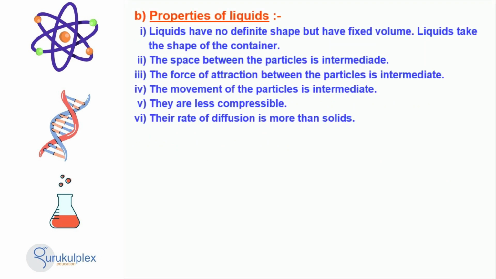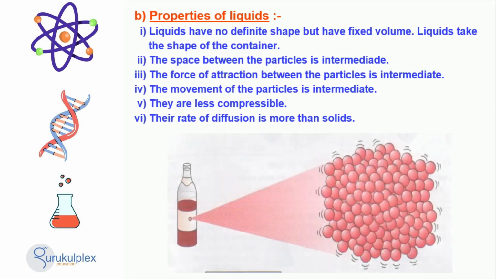Liquids possess distinct characteristics that differ from both solids and gases. Unlike solids, liquids do not have a fixed shape, but instead conform to the container they are placed in. The space between particles is also in the middle compared to solids and gases, and the forces of attraction and movement of particles is also intermediary. Liquids are less compressible than other states of matter, and have a faster rate of diffusion. The image displayed on the slide is an example of liquid particles at different magnifications, with the smallest visible at the bottom right.